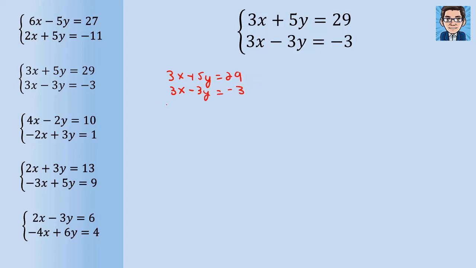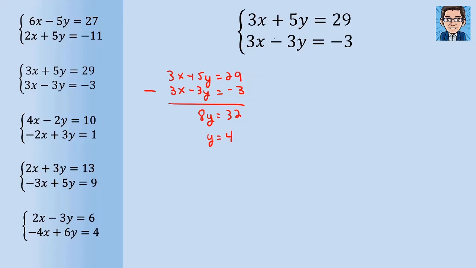the 3x minus 3x, that will cancel out and get us 0x. So that'll be eliminated if we do subtraction on these two. The only problem is it gets tricky here. We got to watch our signs. So 5y minus a negative 3y is the same as 5y plus 3y, or 8y. The 29 minus a negative 3 is going to be 29 plus 3, or 32. Divide both sides by 8, and we get y equals 4.